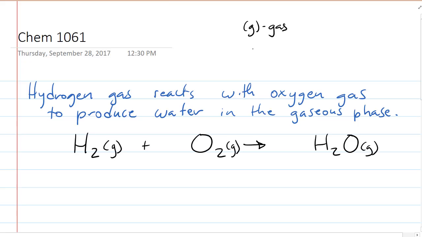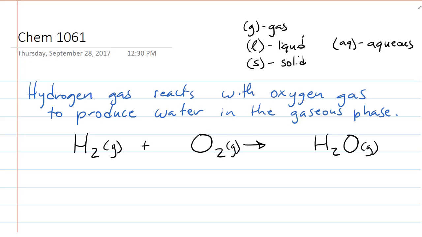If we want to show a liquid, we'd put L. If we want to show solid, we'd put S. And there's one other phase we've seen thus far, and that is aqueous, which we label as AQ. And aqueous means dissolved in water. So these are what we call phase labels, and phase labels are placed after the chemical formulas in a chemical equation. This here is a chemical equation.